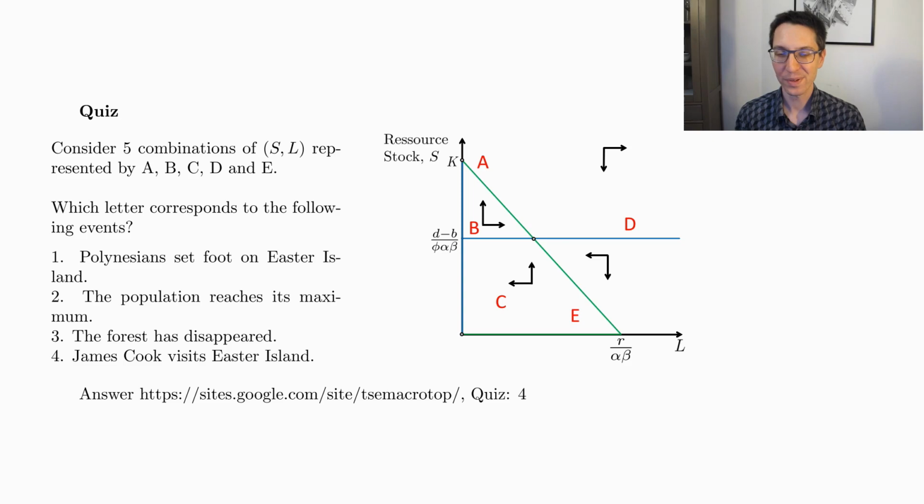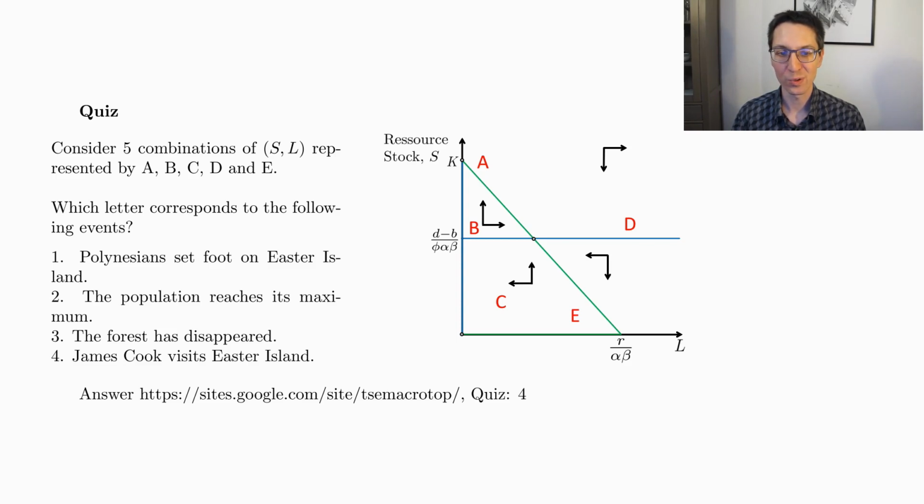All right, time's up. So, Polynesians set foot on Easter Island. Where is that? Well, this should not be too difficult, since we already said that the Virgin Island equilibrium is here, when S is equal to K and L equals 0. So what's the best letter to describe this event? Well, probably A. So A is essentially the first boat of Polynesians that reach Easter Island.